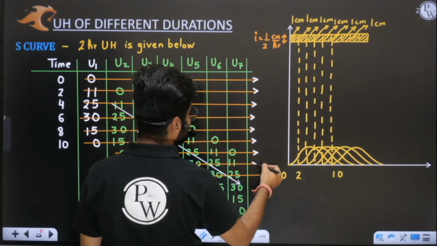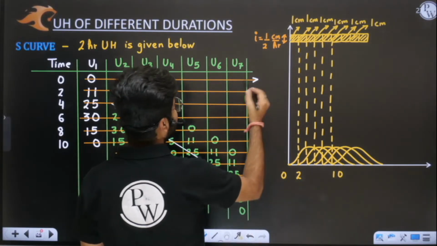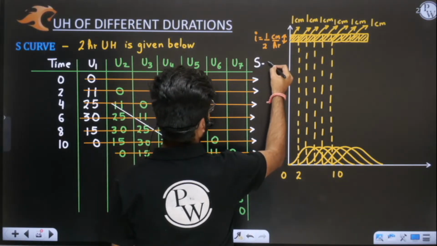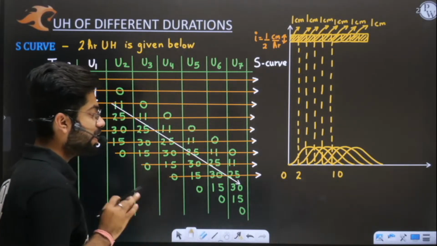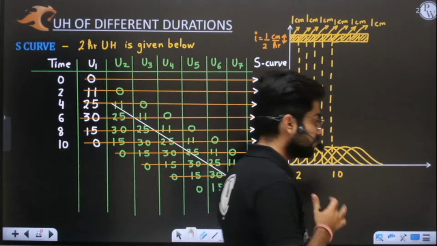When you sum it up, the combined graph which you will get will be your S curve. Okay, now I will simply add it.